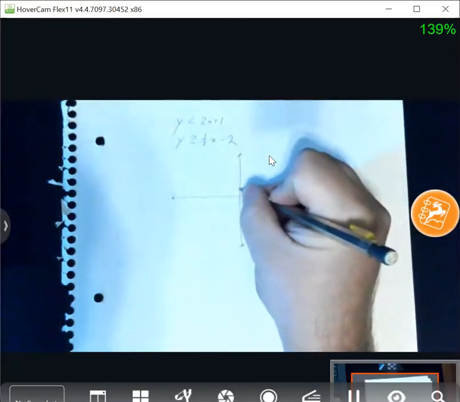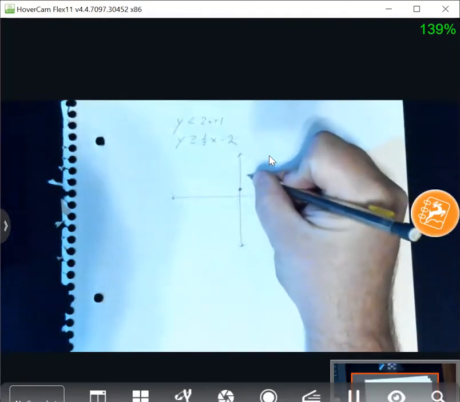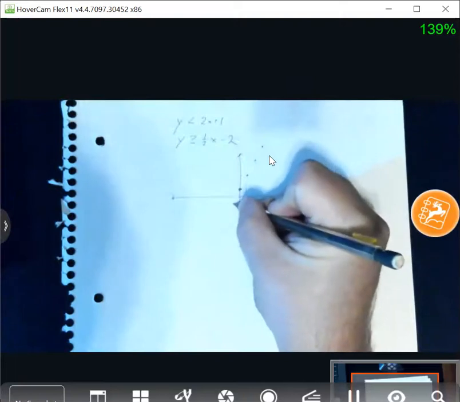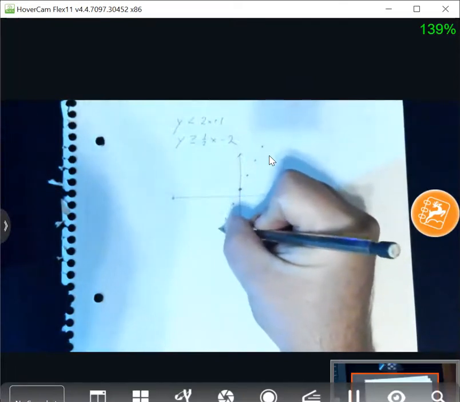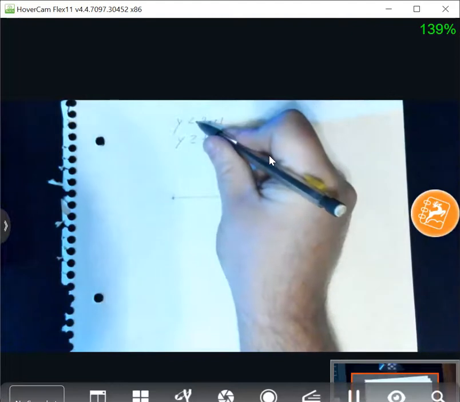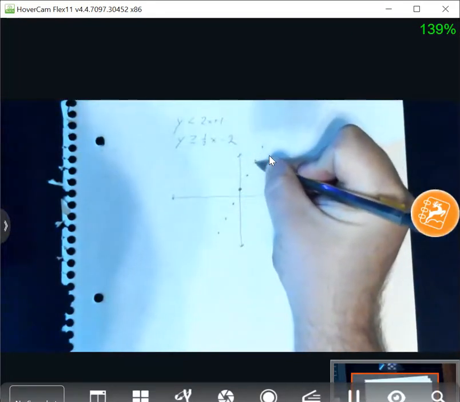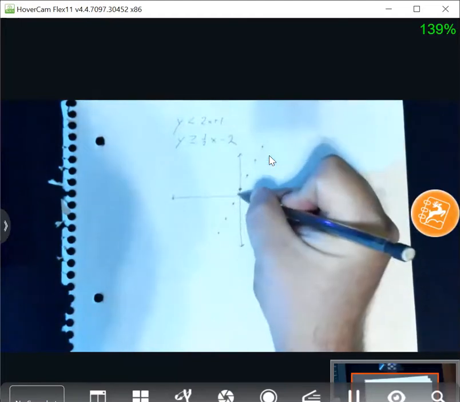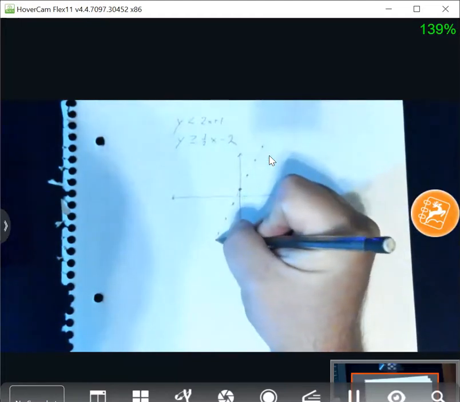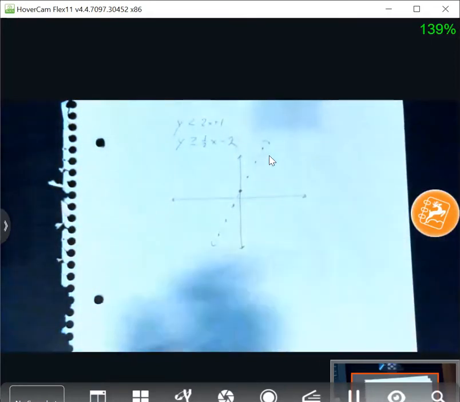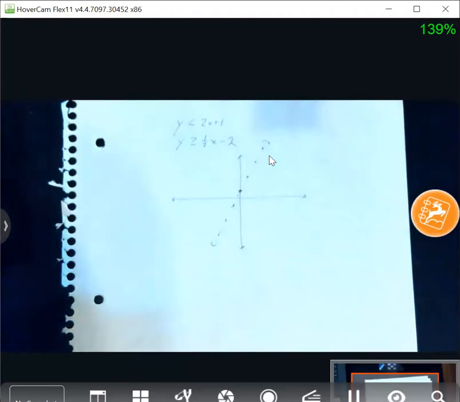So we start with y is less than 2x plus 1. That's a y-intercept of 1, has a slope of 2. So we have something like that, and it's a less than, not a less than or equal to. So I'd have to draw this with a dotted line. So I have that. I'm not going to worry about shading it yet. It's often easier just to get the two lines in place first.